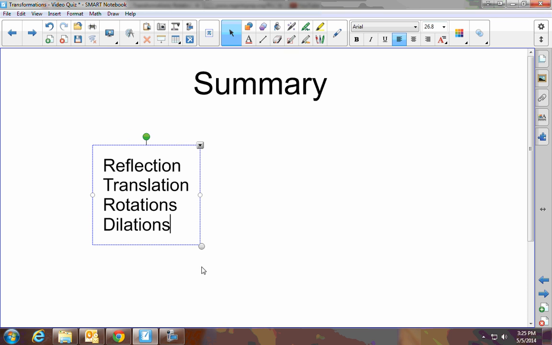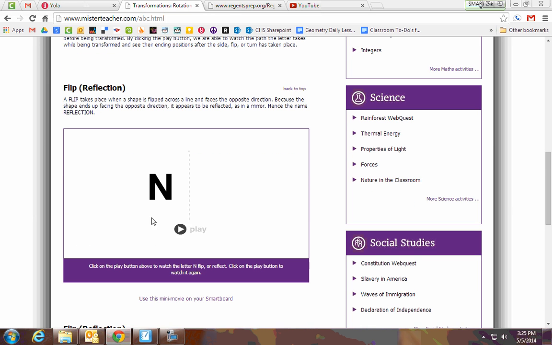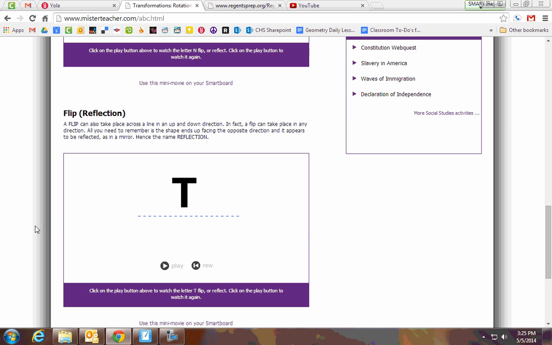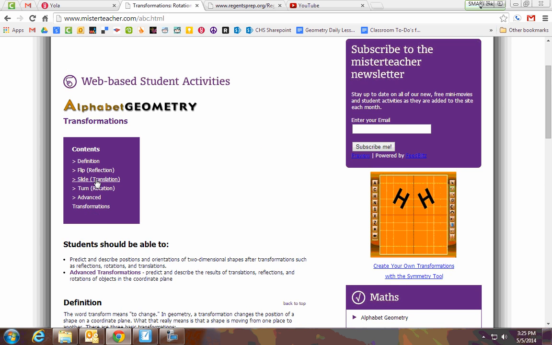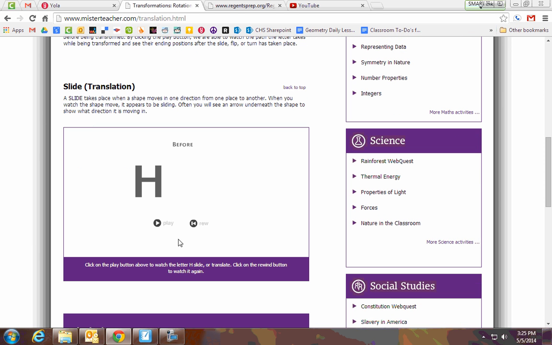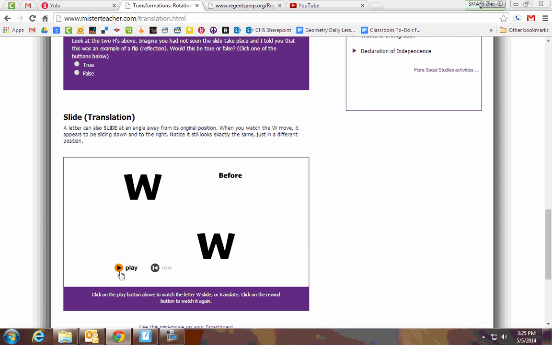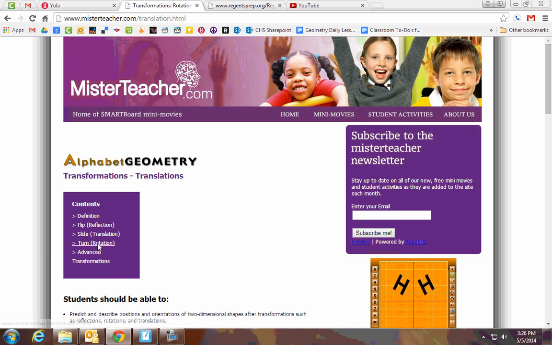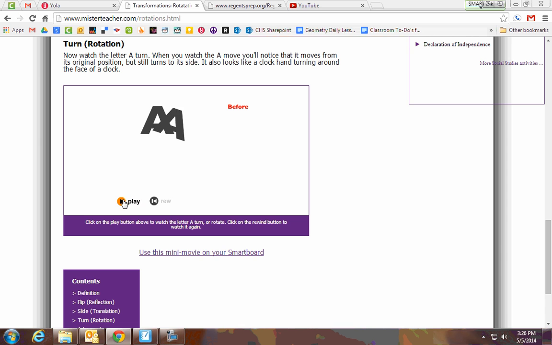If you just Google geometry transformations, you'll come up with some cool stuff. Like I found this. This gives you an example of a reflection. Here's another reflection. If you're interested in slides, okay, here's an example of a translation or a slide. Here's another example of a translation. And here's a rotation. So here we rotate, and here we rotate. And there's lots of cool stuff like this online. If you just take the time to research it and do a quick Google search, you might find something that makes more sense to you.